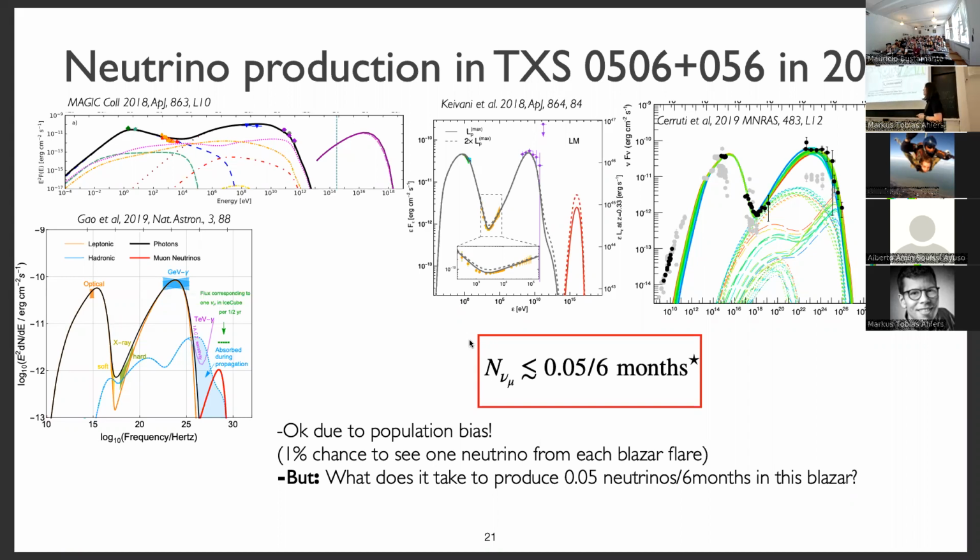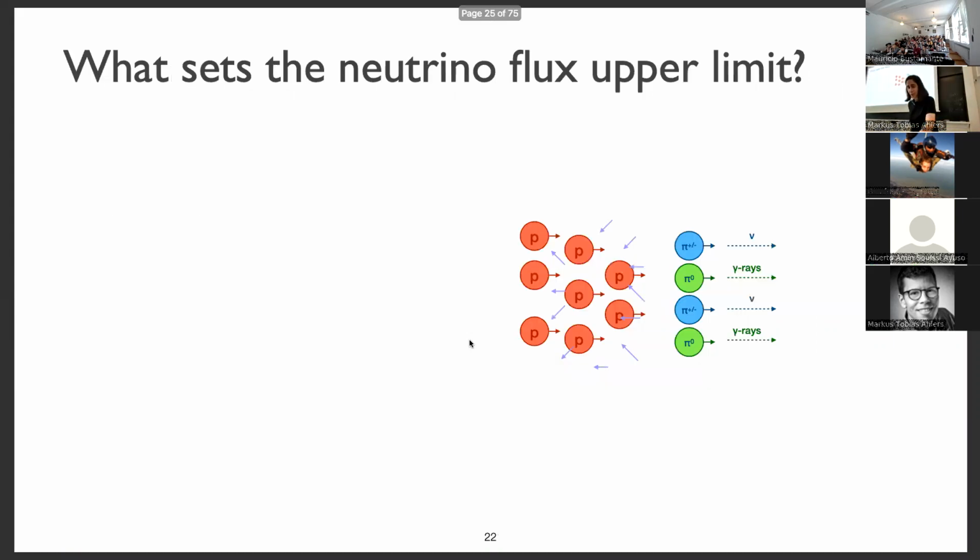However, what I want to talk about now is what it takes for this source to produce this flux of neutrinos and what limits us to that number here. Why none of the groups working independently could get any more neutrinos out of this source. So here I want to remind you, we're looking at photopion interactions of protons inside the source.